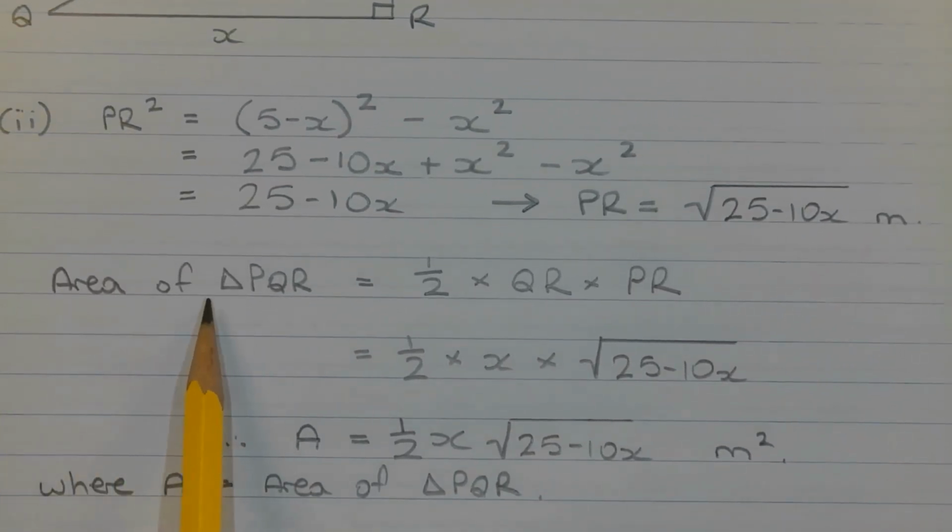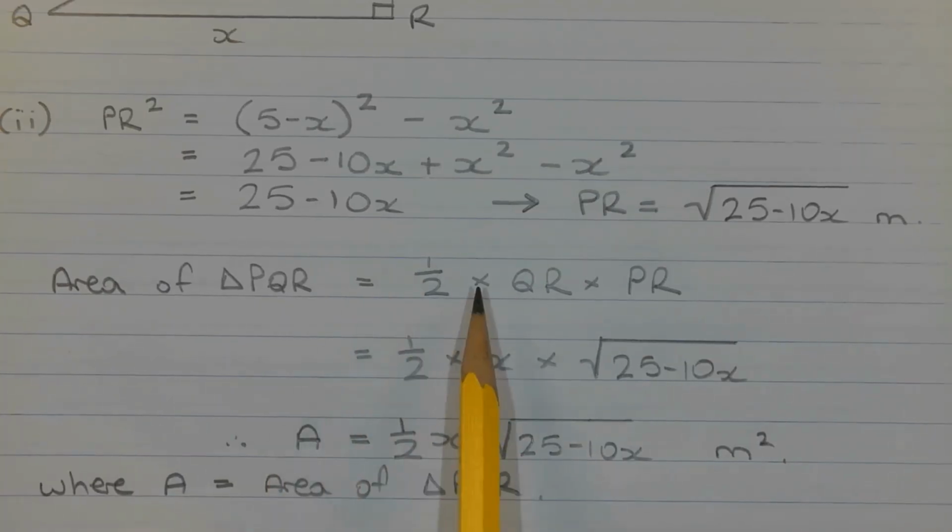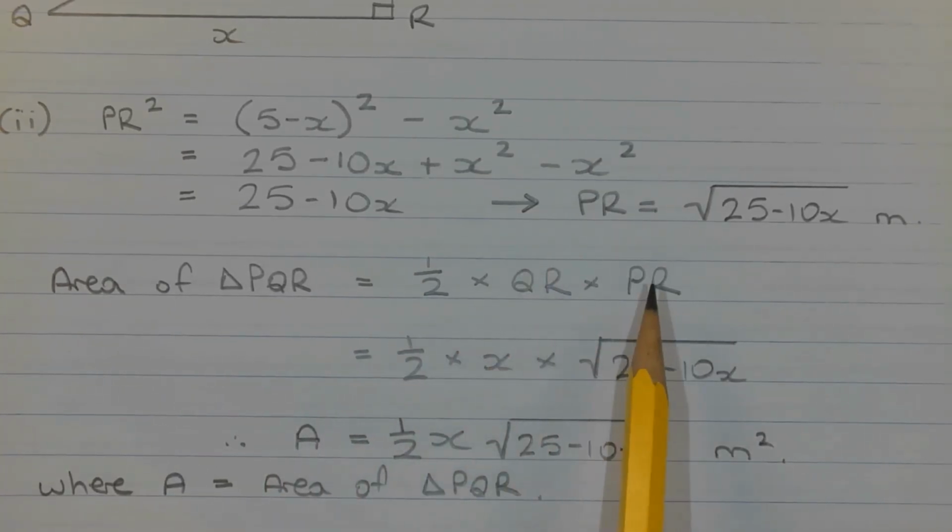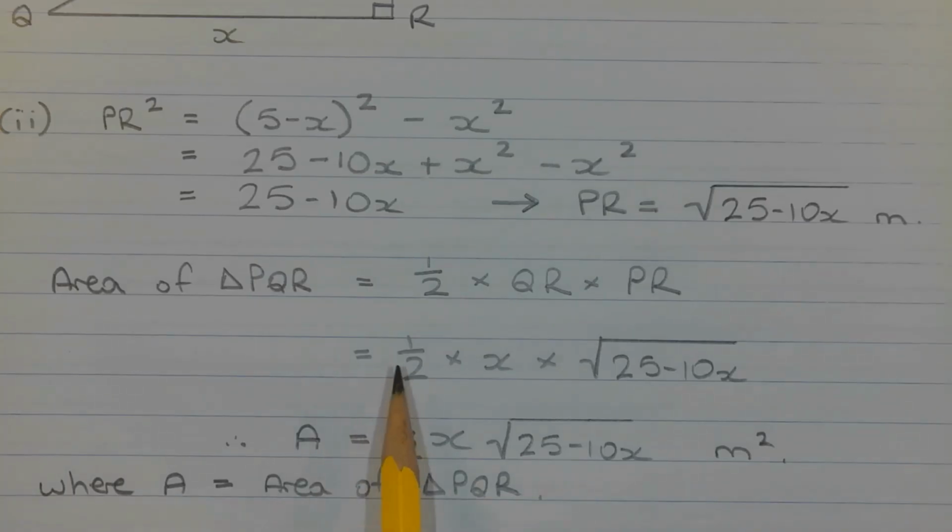So the area of triangle PQR is equal to half times QR times PR, so that's half times base times perpendicular height, and that's equal to half times x times the square root of 25 minus 10x. So we get A is equal to half x times the square root of 25 minus 10x square meters, where A is equal to the area of triangle PQR as required.